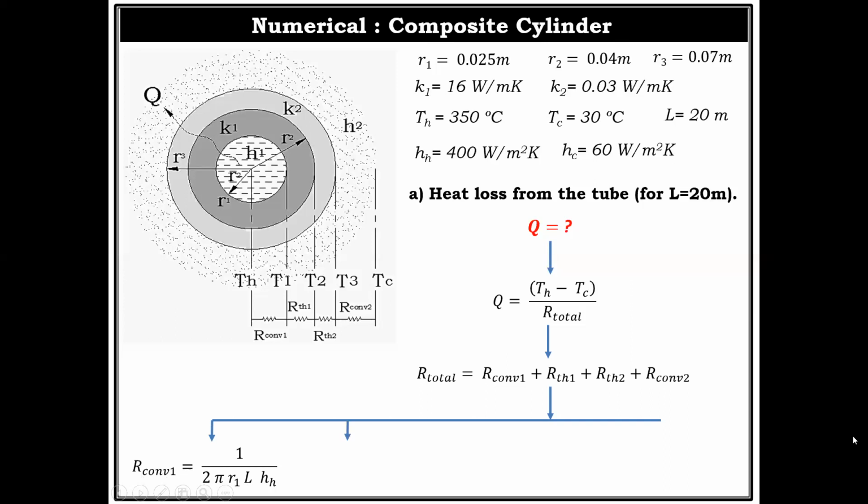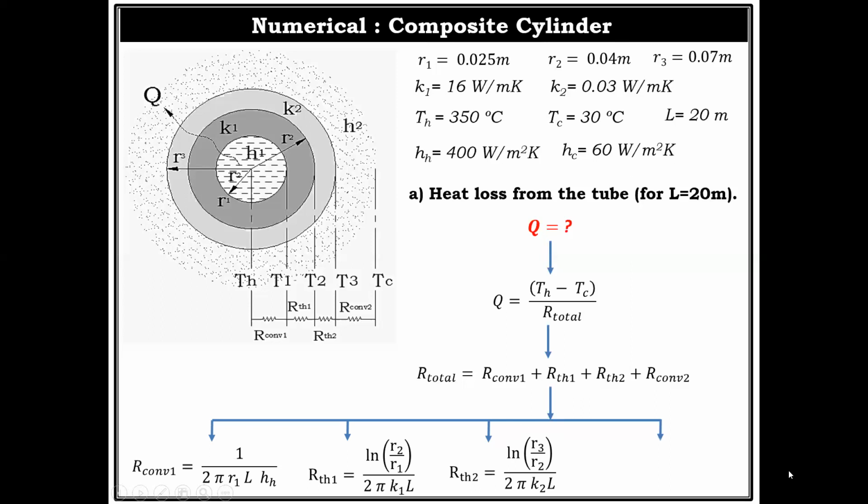Then R thermal 1. It is ln of R2 upon R1, divided by 2 pi K1 L. Both radii are known, K1 is given, and the length of 20 meters is given. So it is also possible to find R thermal 1. R thermal 2 is ln of R3 upon R2 divided by 2 pi K2 L. All the values are known.